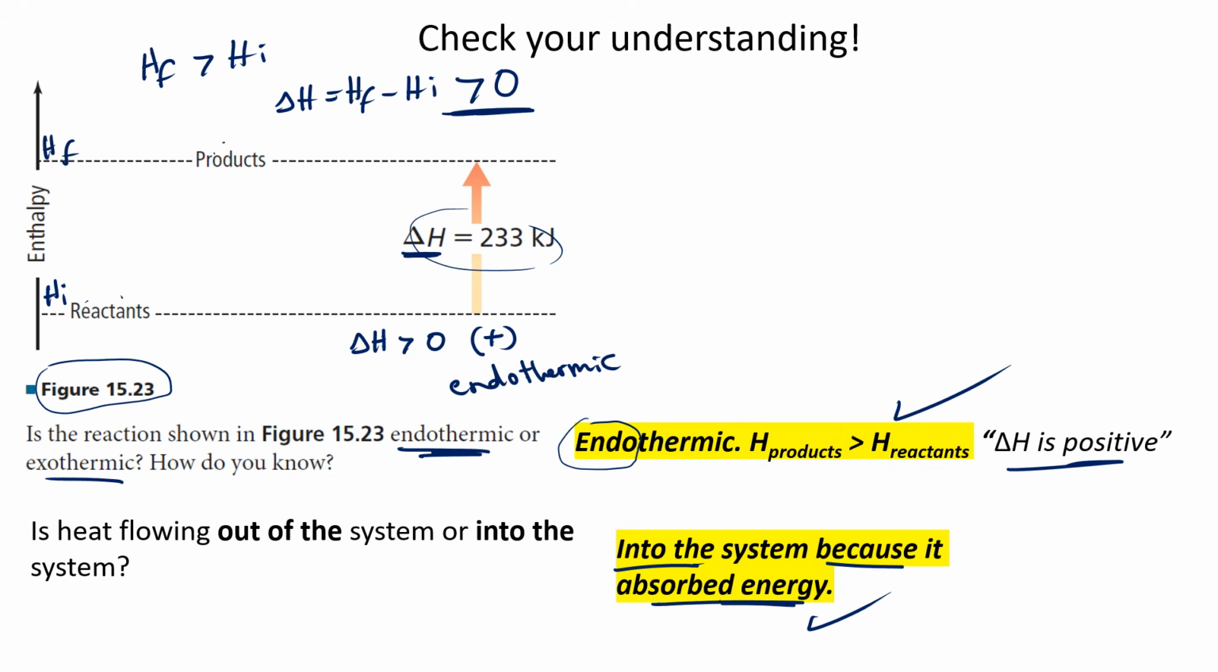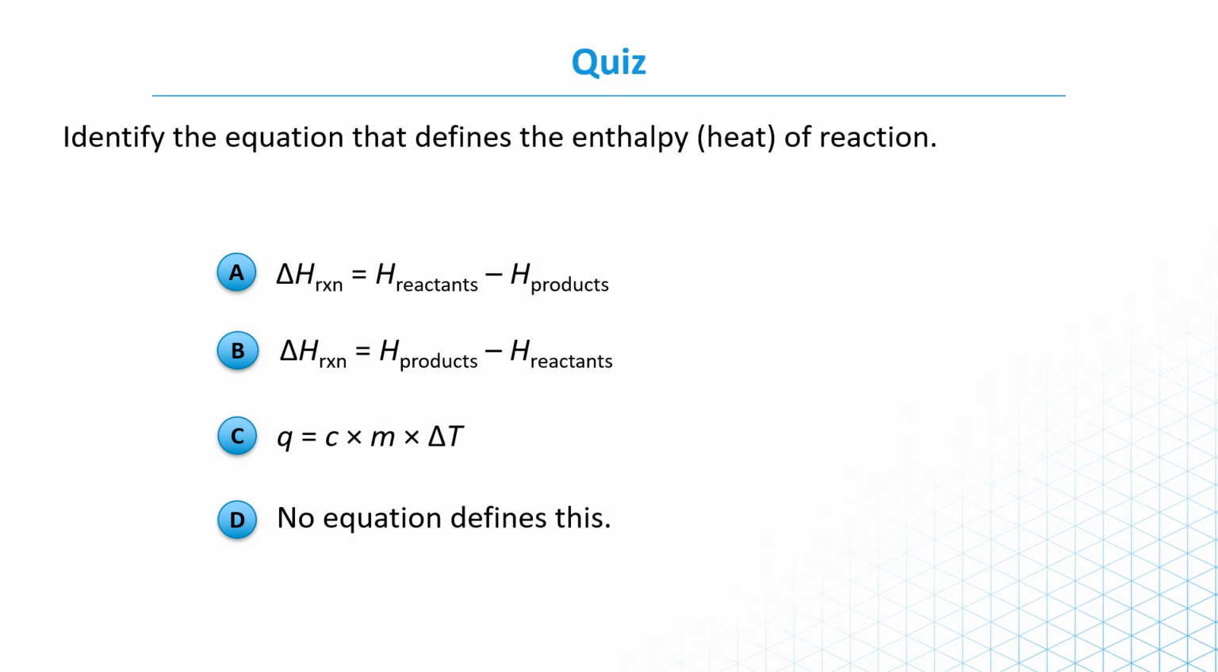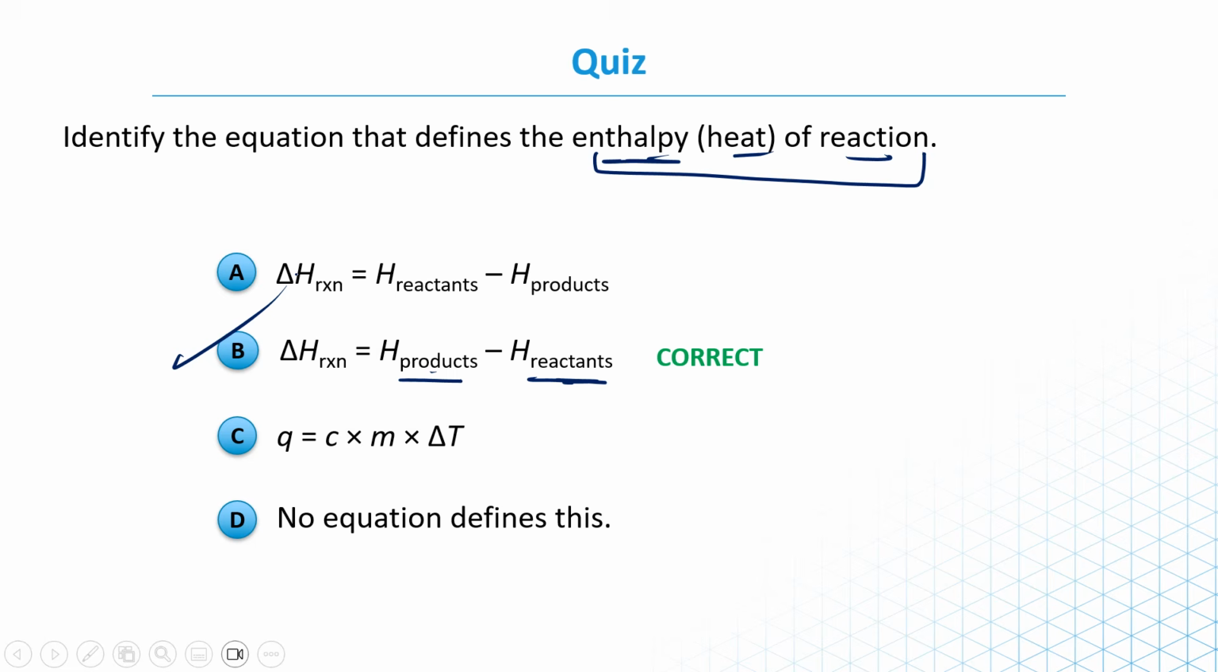This is the last part of the lesson. Now we are going to go through some questions to summarize what we studied so far. Which equation here defines enthalpy of reaction, or heat of reaction? Is it this one? No, this is just heat. Is it delta HRXN? Yes, but we have two: reactants minus products and products minus reactants. We said it's going to be products, which is the final, minus initial, which is reactants. Products minus reactants. So this is our answer.